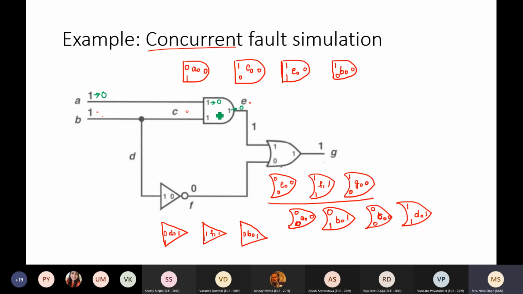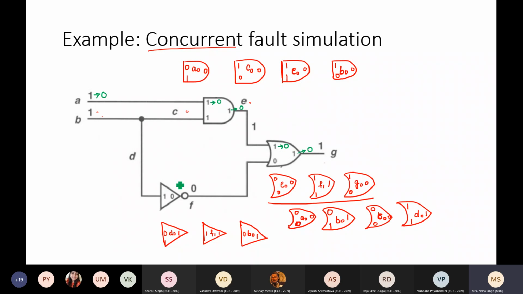If I continue, this transition at E will cause a transition here from 1 to 0. And if this transition occurs here, 0 0 becomes the input to the OR gate, the output goes to 0. So there is a change at output of this OR gate. तब concurrent fault simulation क्या करेगा? केवल इस AND gate और इस OR gate को update करेगा.